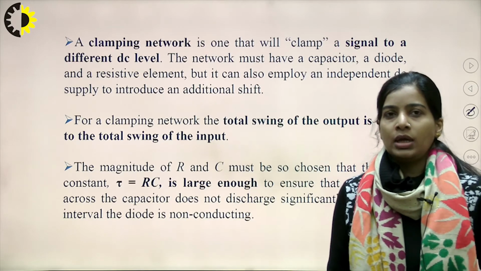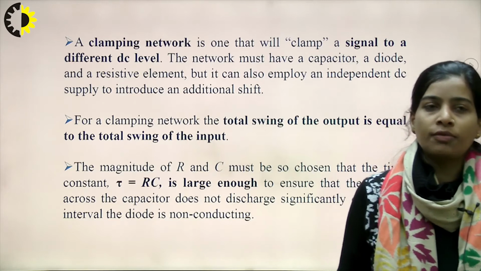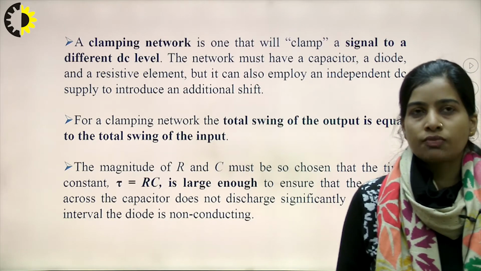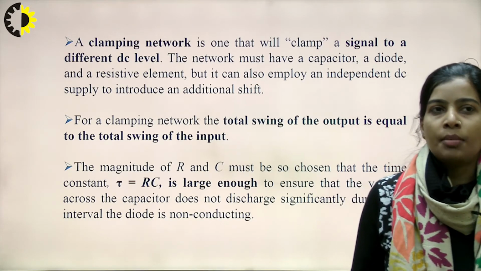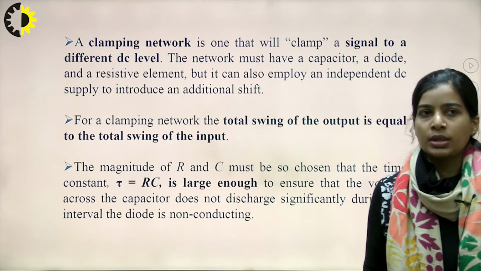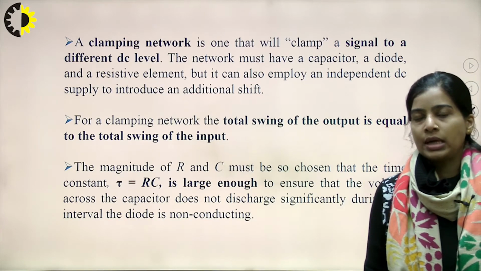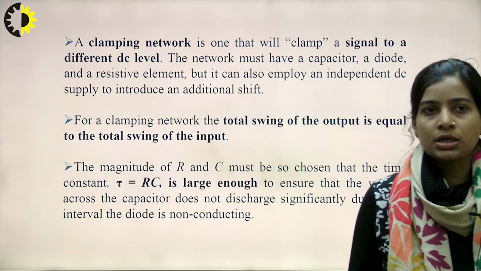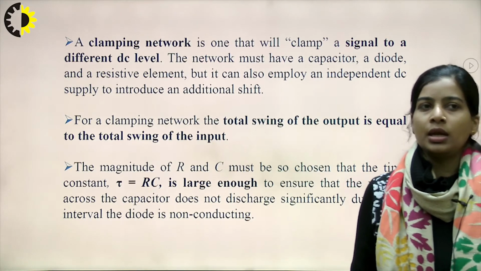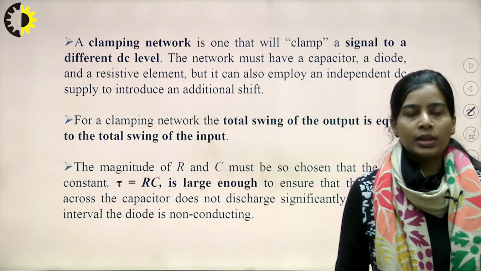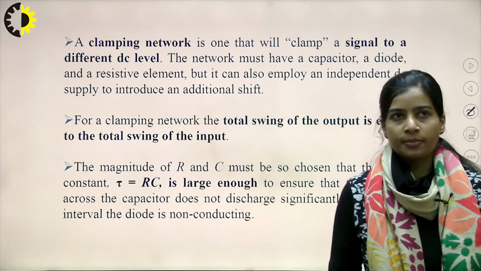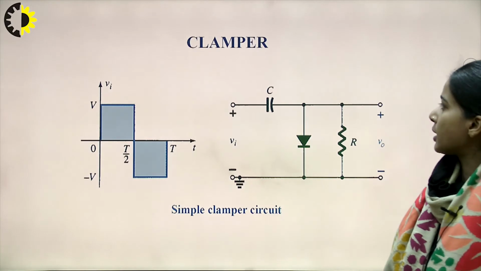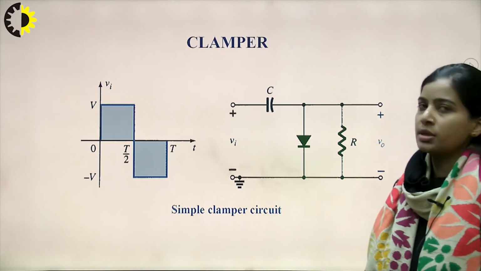The magnitudes of R and C that we use for the clamping circuit must be large enough so that the time constant RC is so large that the voltage across the capacitor does not discharge significantly during the interval when the diode is not conducting. This is the circuit diagram for a clamper circuit.